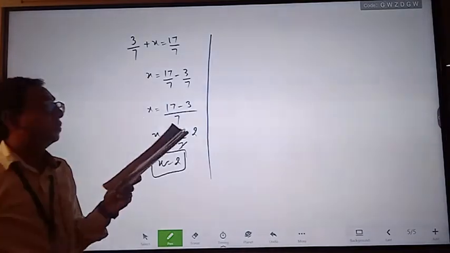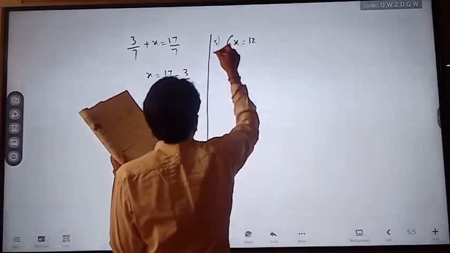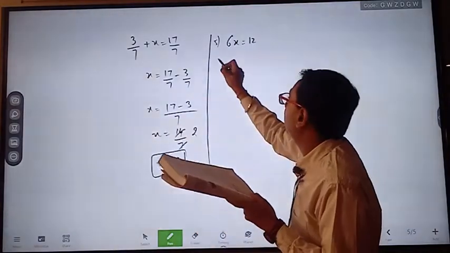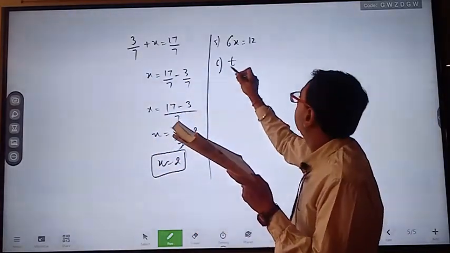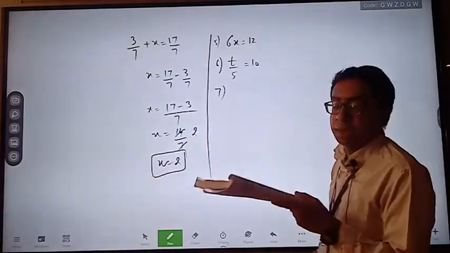Question number 5, 6x is equal to 12. Very easy. Here multiply, there divide. Simple. We can solve it. Question number 6. T by 5 is equal to 10. Here divide, there multiply. Simple.